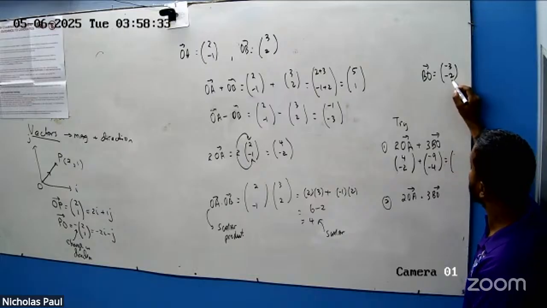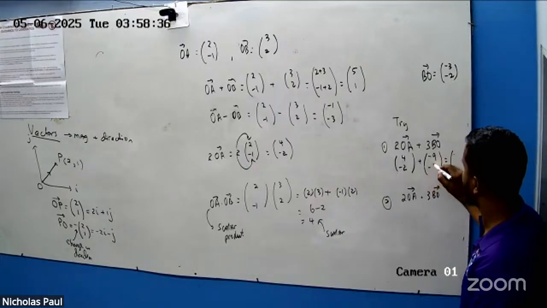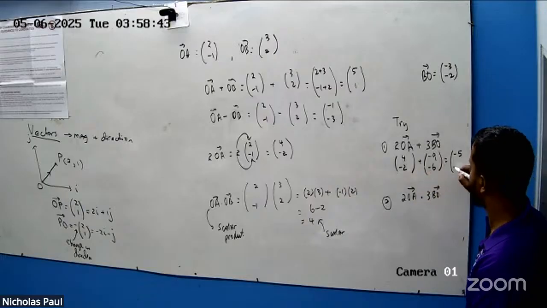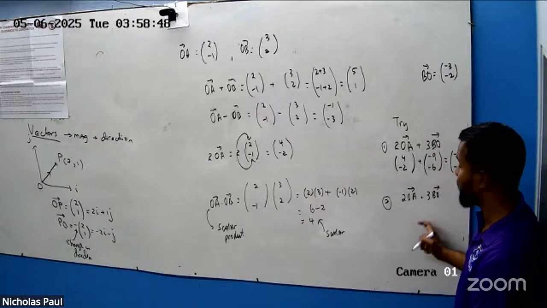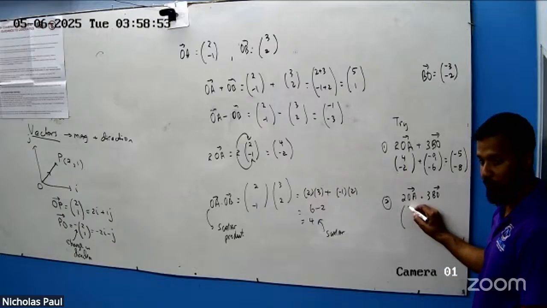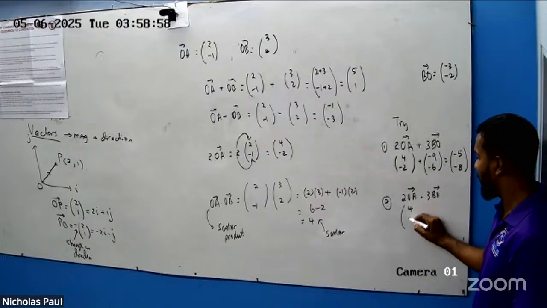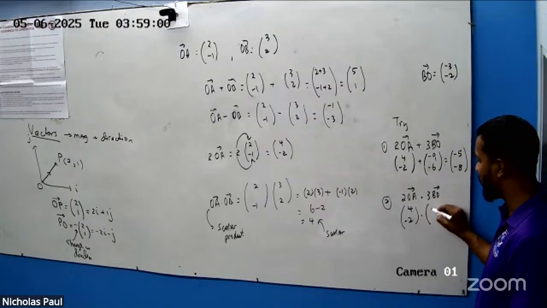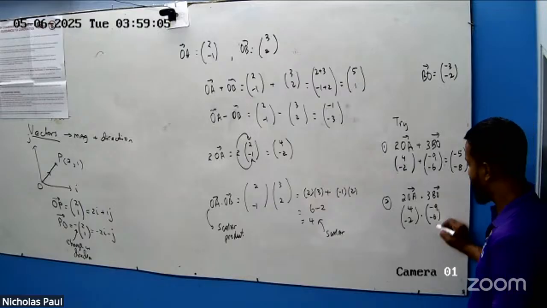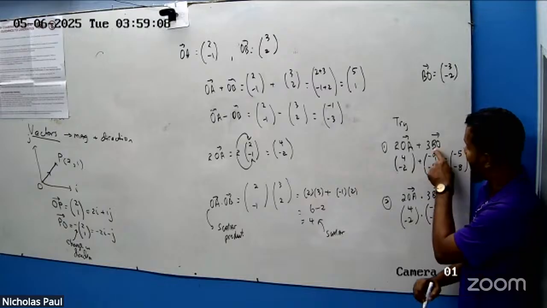Multiply by 3, sorry. How much is this? Do this one from now. What is 2OA again? It's 4 and -2. And what is 3BO? -9 and remember it's BO, so the sign changes.